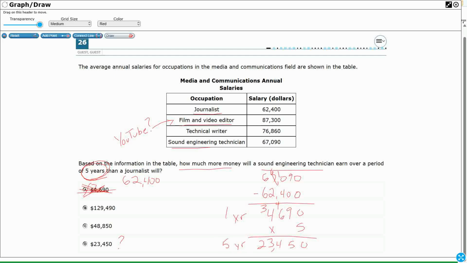Now, some of you might have done it that way. Another way would be to figure out how much money they each earn for 5 years. So let's find our sound engineering technician. That's 67,090. Let's find that times 5.